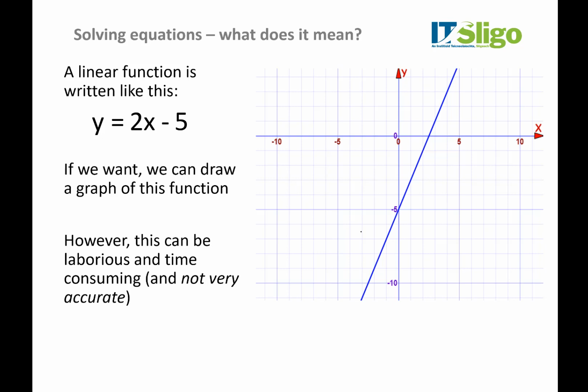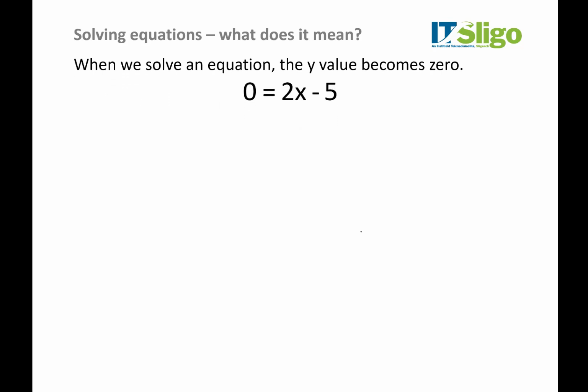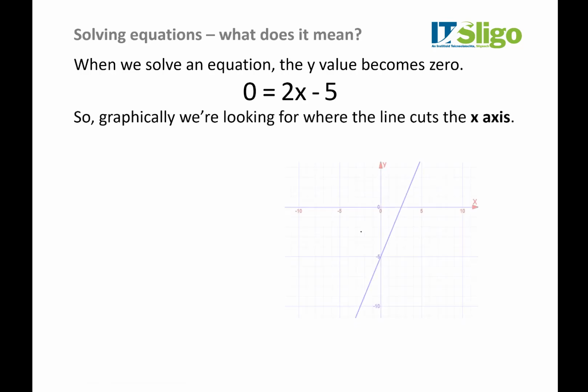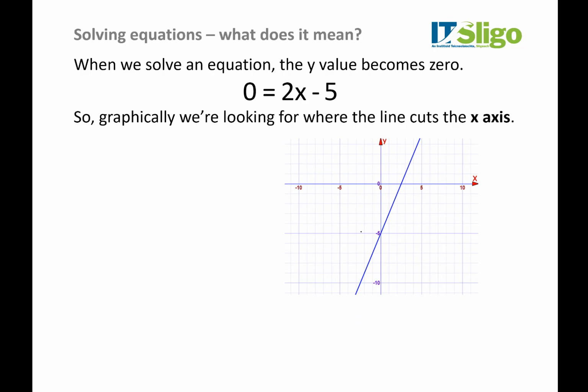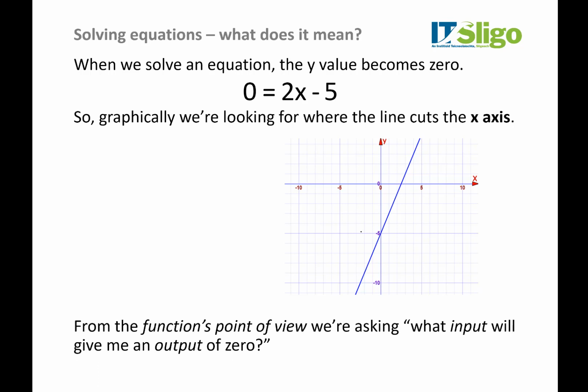Now drawing a graph, guys, every time you need to solve a function is just not practical. And graphs, especially hand-drawn graphs, are just not very accurate. So when we solve an equation, the output becomes 0. So graphically, what we're looking for is where the line cuts the x-axis. Now I'll explain that in a minute. So from the function's point of view, we're really asking, what input, what x value will give me an output of 0?